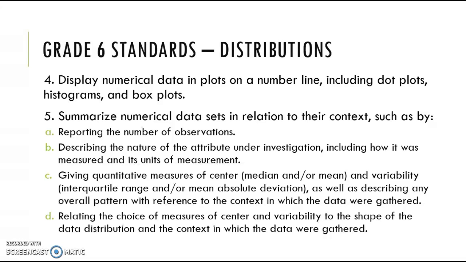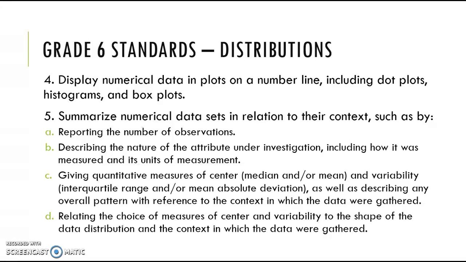And then part C, giving the measures of center and variability and describing the overall pattern with reference to the context, and putting all of that together in sort of a report. Kind of, this is what I think because of all of the evidence that I see. And then in D, relating the choice of measures of center to the shape of the data.